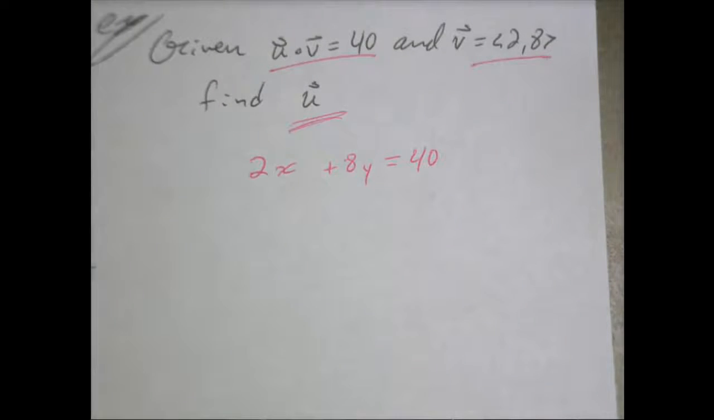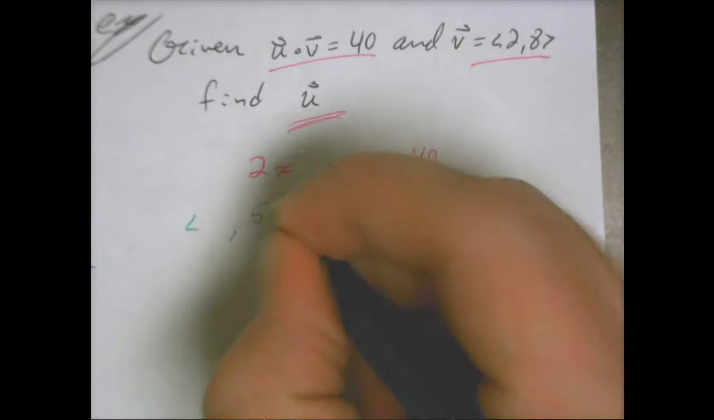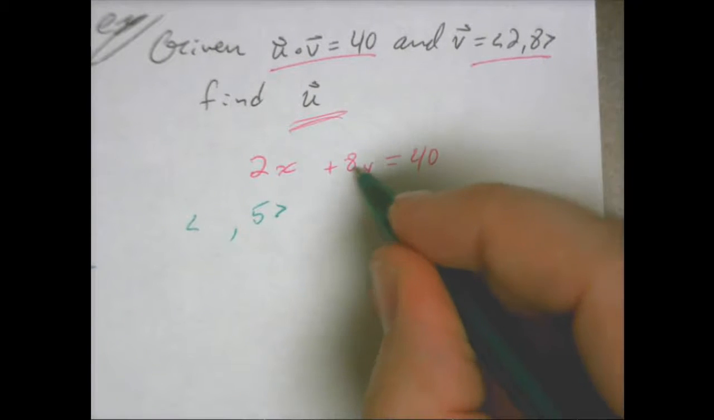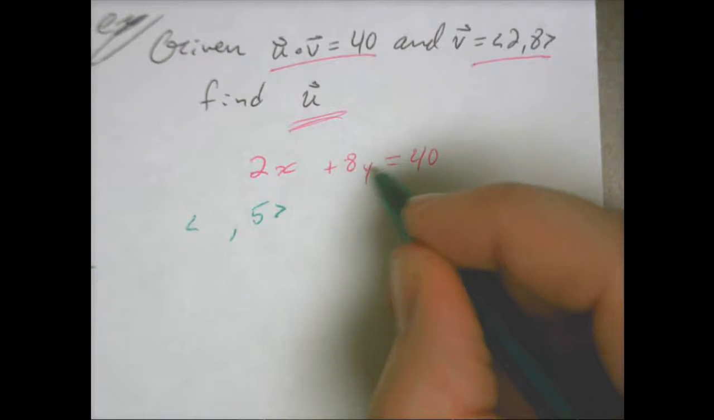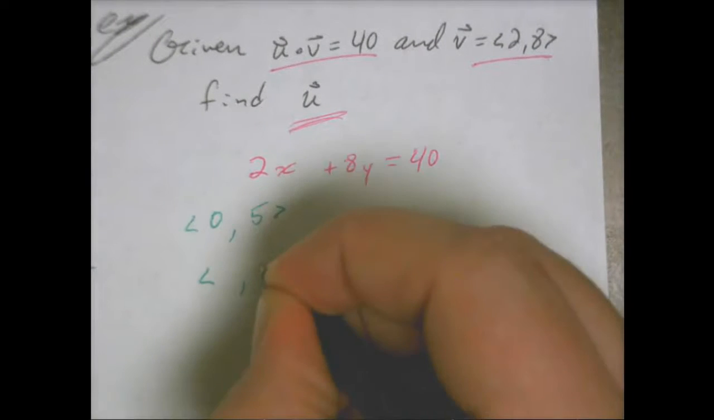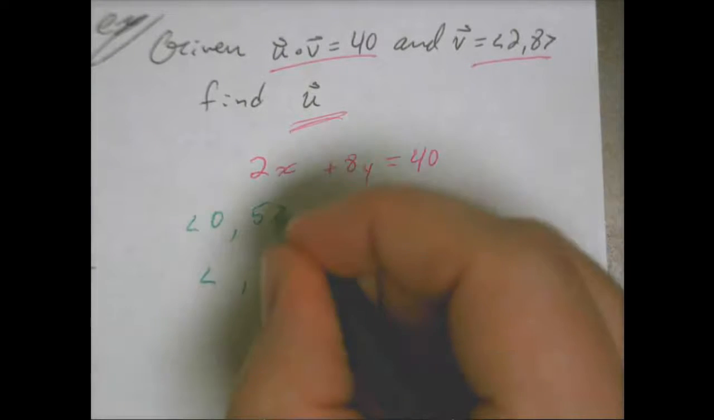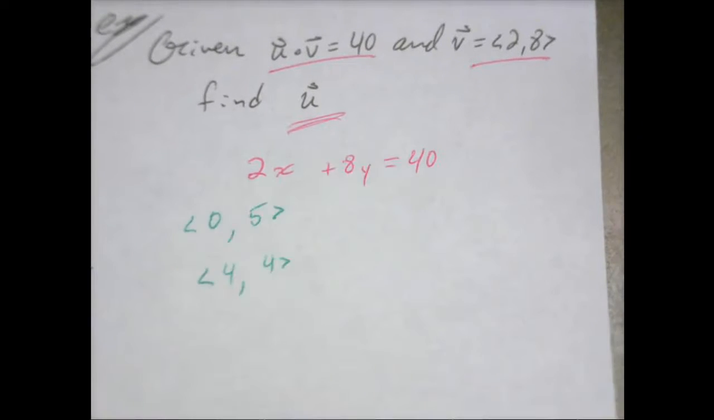Well, there's lots of different options here. So say that I choose, I don't know, 5 for y. If that's 5, 5 times 8 is 40, so then I would have to have 0 there. Well, if I choose 4 for that, that would give me 32, so I would need 8 more, so that would also be 4.